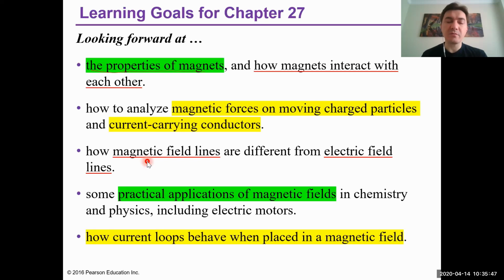And of course, we will also talk about practical applications of magnetic fields in chemistry, in physics, in biology, including electric motors everywhere. So there are many applications of magnetic fields, magnetic materials. And during the next lecture on Thursday, I hope we will talk about the behavior of the current loops when they are placed in a magnetic field.